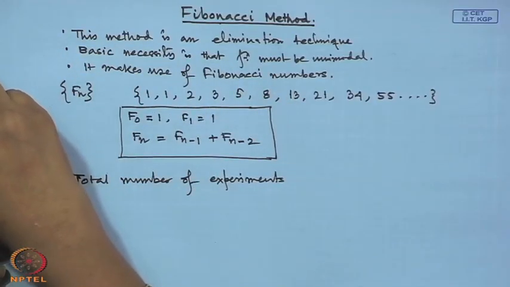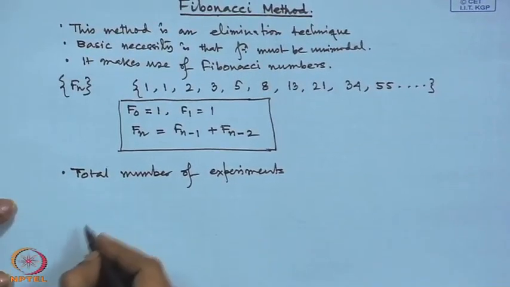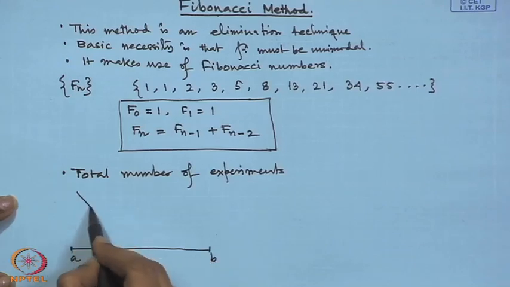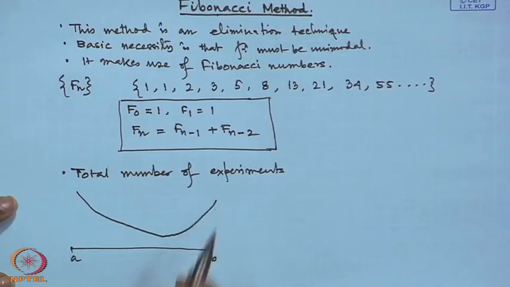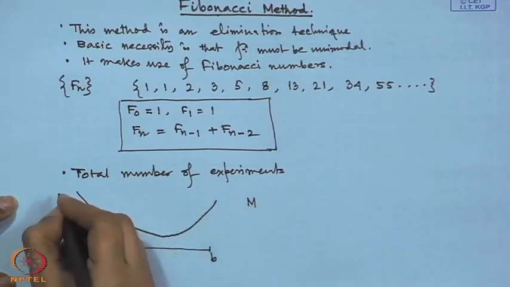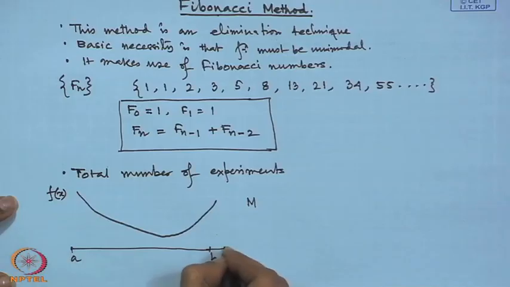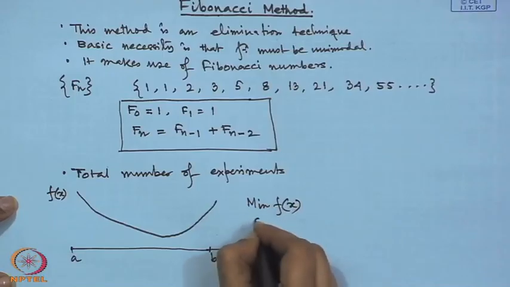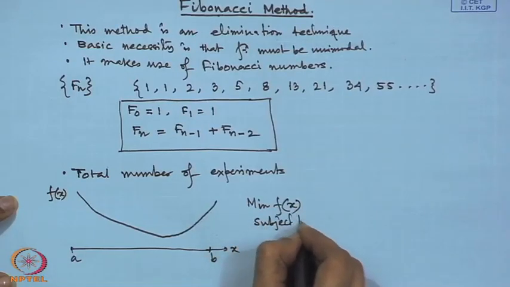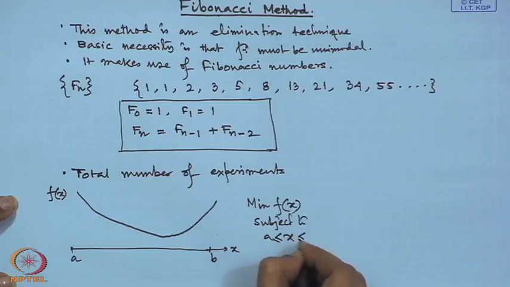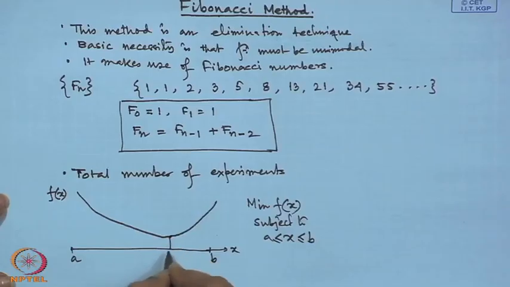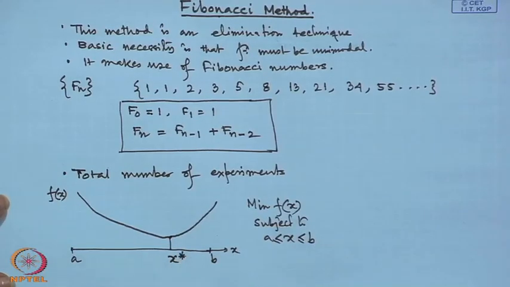The total number of experiments, or the total number of approximations we make for the optimal solution, has to be said beforehand. Now let us say this is my function, this is the given interval from A to B. As I said, the function must be unimodal. Say we want to minimize f(x) subject to x in between A and B. If we look at the graph, it is clear that it has the minimum at this point. Let us say x star is the minimum for this function.